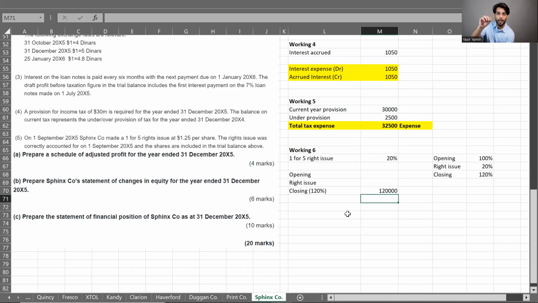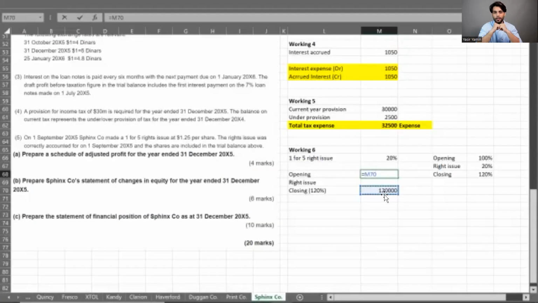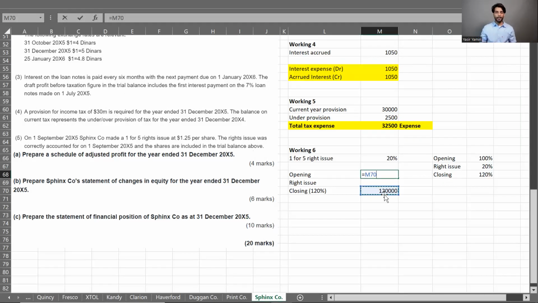Now, if this 120,000 is equivalent to 120%, then what would have been the opening balance, which is equal to 100%? Basic common sense. If 120,000 is equal to 120%, what would be 100%? I divide by 120 and multiply by 100. So the simple answer is that the opening balance would have been 100,000.